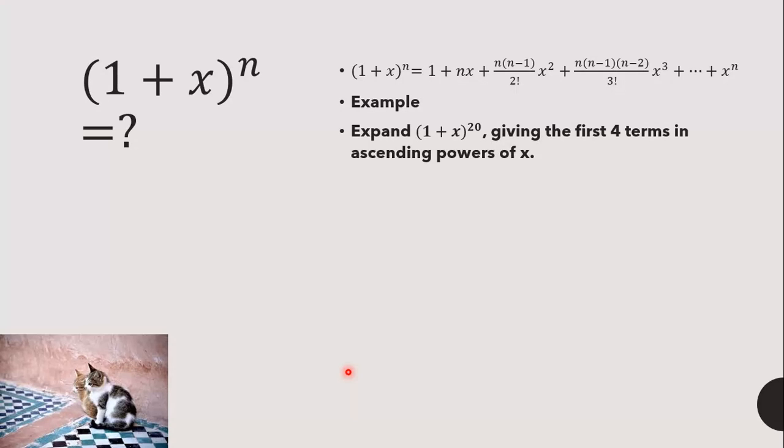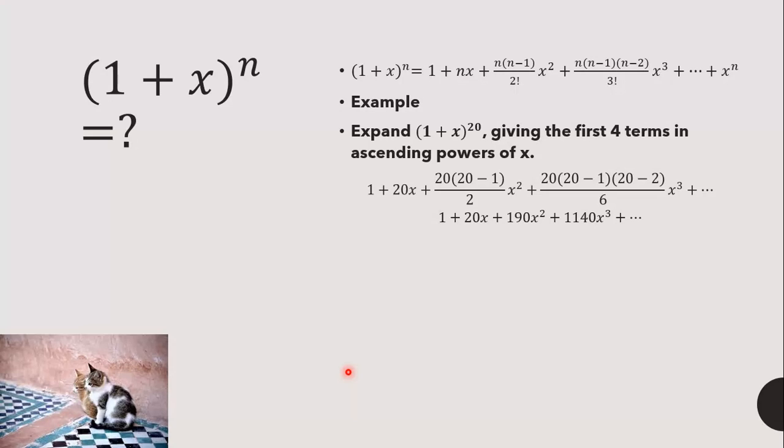So to do this, our n here is going to be 20. So we're going to have 1 + 20x + 20(20 - 1)/2 x^2 + 20(20 - 1)(20 - 2)/6 x^3, and so on. We only want the first 4 terms. If we multiply it all together, you get 1 + 20x + 190x^2 + 1140x^3.